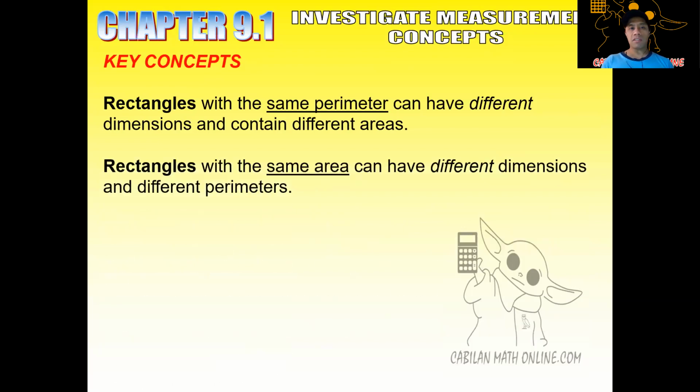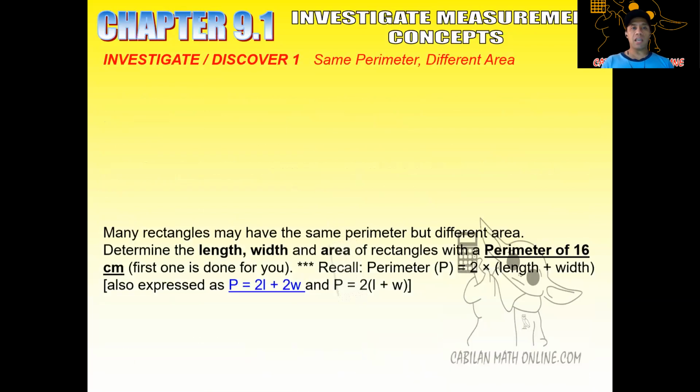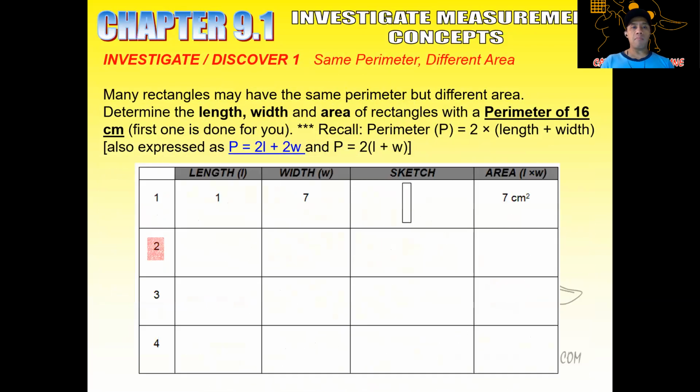Basically, what we're going to see in this first investigation is that rectangles with the same area can have different dimensions and different perimeters. Okay, so that's what we're going to focus on in today's investigations. And we're going to look at rectangles where all four sides are enclosed, as well as three-sided figures as well. All right, for the first investigation here, it says that many rectangles have the same perimeter, but have a different area.